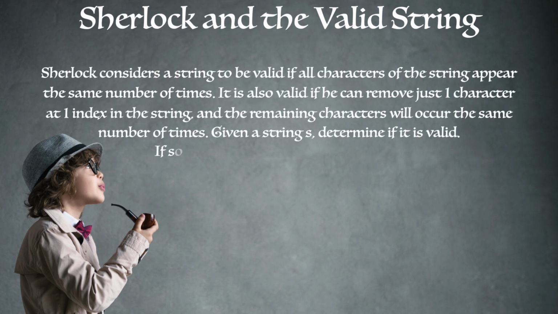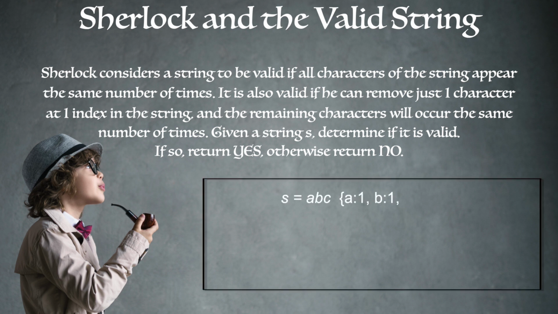Sherlock considers a string to be valid if all characters of the string appear the same number of times. It is also valid if he can remove just one character at one index in the string, and the remaining characters will occur the same number of times. Given a string, s, determine if it is valid. If so, return yes, otherwise return no.